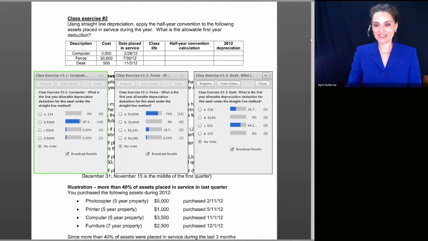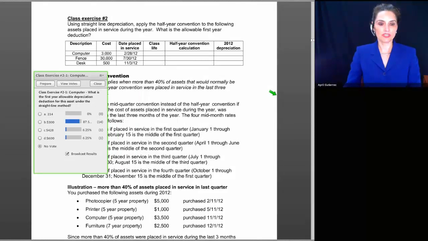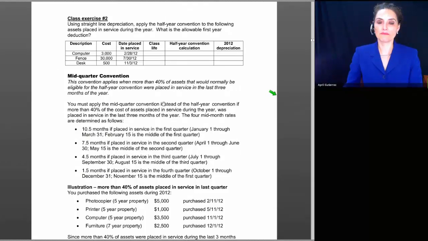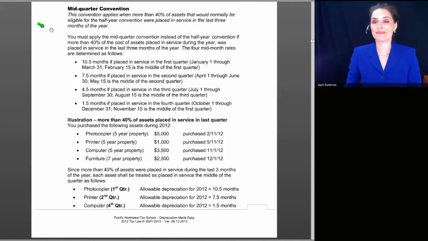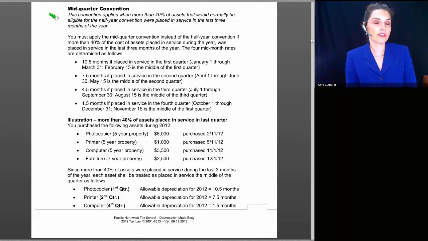All right, so let's close out this poll and move on to the next convention, which I consider to be the most confusing of the conventions. It's the mid-quarter convention. It's neither mid-month nor half-year. It's in the middle. It's mid-quarter. And trying to figure out the middle of a quarter, that's a real brain teaser, especially for me. So the mid-quarter convention applies when more than 40% of assets that would normally be eligible for the half-year convention were placed in service in the last 3 months of the year.